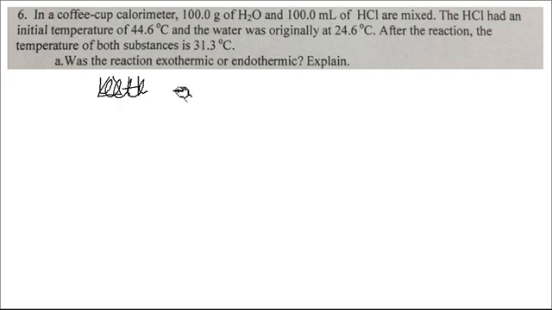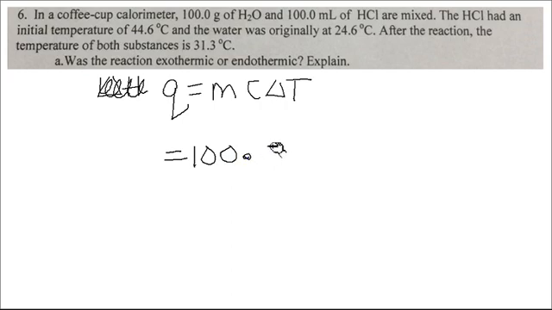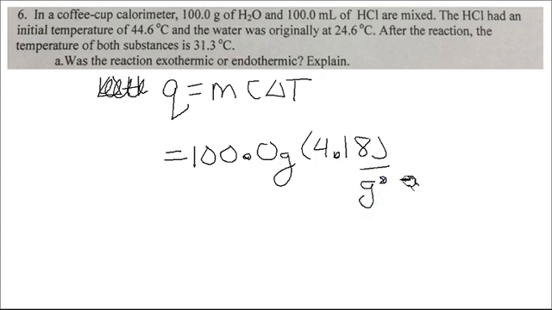So for this, I'm just going to use Q equals MC delta T, where M is the mass of the water, so 100.0 grams. C is the specific heat of water, so 4.18 joules per gram degrees Celsius, and delta T is going to be the change in temperature of the water. So the change in temperature of the water is 31.3 minus 24.6.